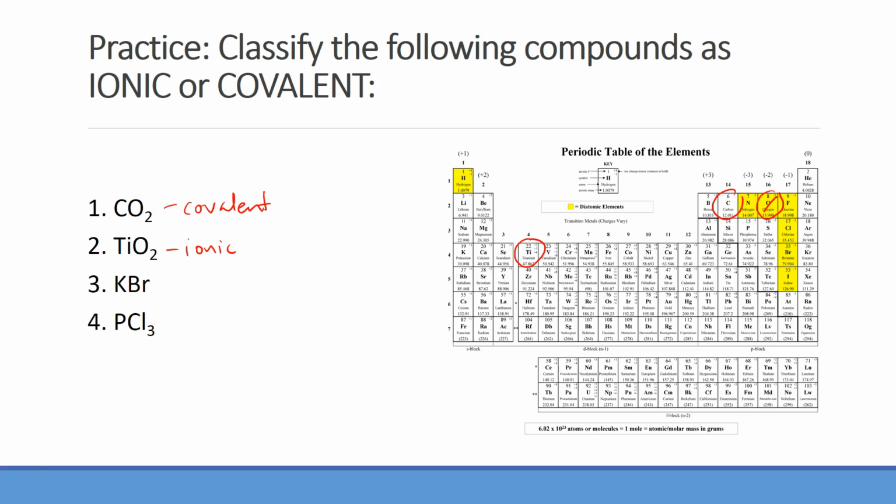Number 3, KBr. K is potassium, also a metal. Bromine over here is a nonmetal. So this would be ionic. Number 4, PCl3. Phosphorus is over here. That is a nonmetal. Cl, also on the right, a nonmetal, so this is a covalent compound.